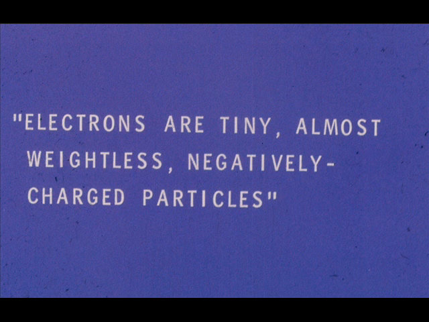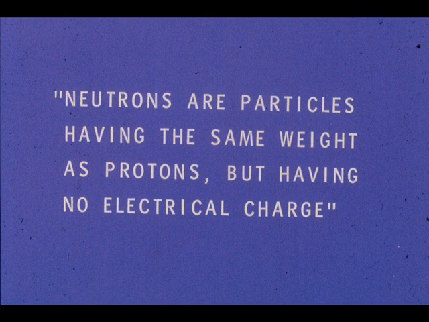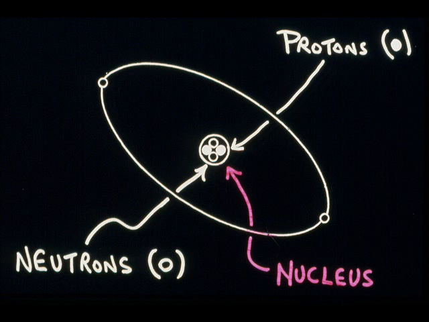Electrons are tiny, almost weightless, negatively charged particles, which revolve about, or orbit, the nucleus of an atom. Protons are particles 1,850 times heavier than electrons, and have a positive charge. Neutrons are particles having the same weight as protons, but having no electrical charge. The protons and neutrons are packed in the center of an atom and form the nucleus.